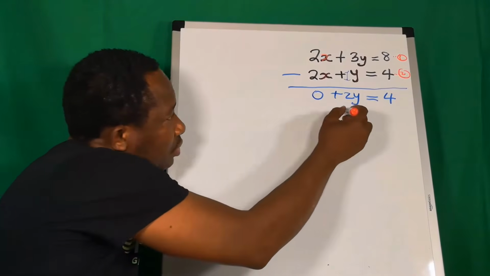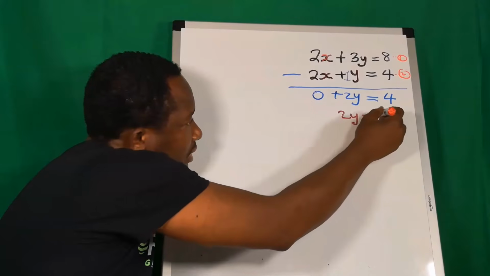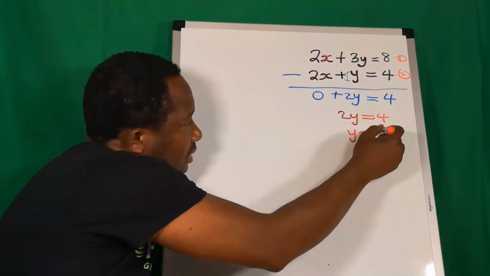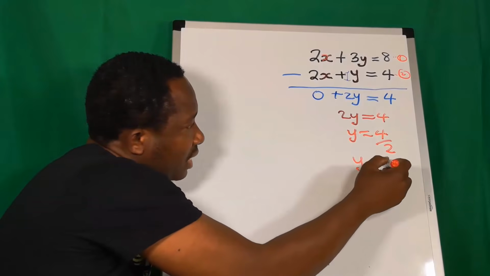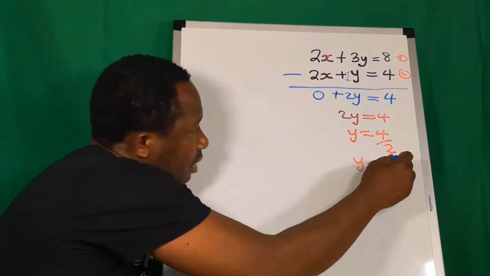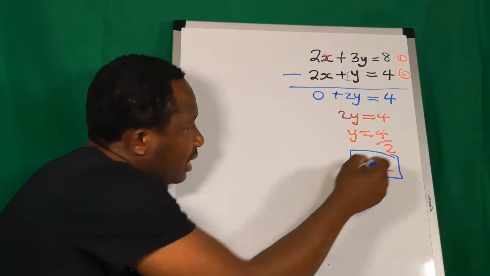Next, we have that 2y is now 4. y is now 4 divided by 2. And y is now 2. You see, we have obtained that y is 2.